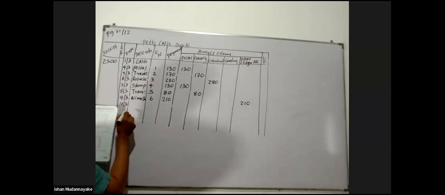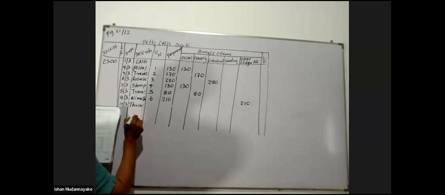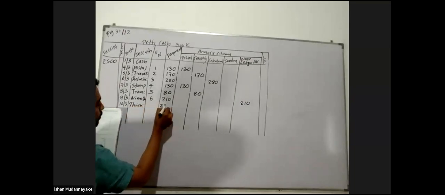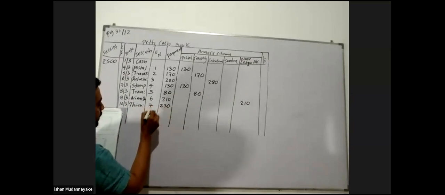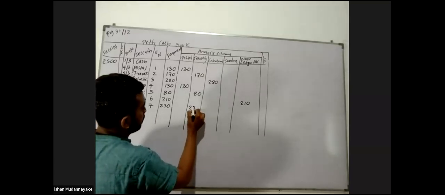Okay, right. 10th March. Triso charges, 250, voucher number 7. Triso charges we will record under traveling expenses. Under traveling expenses we will record this 250. Triso charges, traveling expenses. Okay, right. And then 11 March.